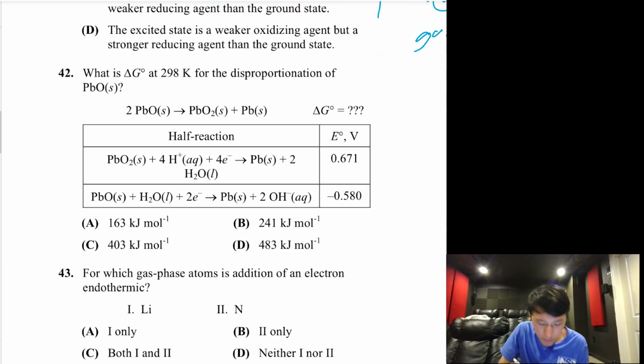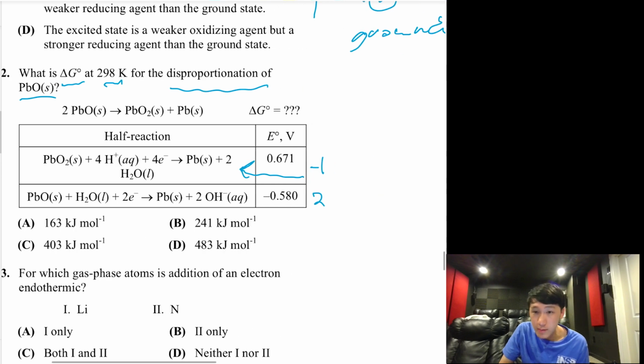Problem 42. What is the delta G naught at 298 Kelvin for the disproportionation of lead oxide? So this is just going to be a standard type of Hess's law problem. And you just need to figure out the right combinations of reactions to add together, and then you'll figure it out. I've already worked that out for you, but I'll prove it to you. It's going to be 2 times this reaction, and then minus 1 times this reaction, because it's going to be the reverse. And then we're going to add something to do with the autoprotolysis of water.